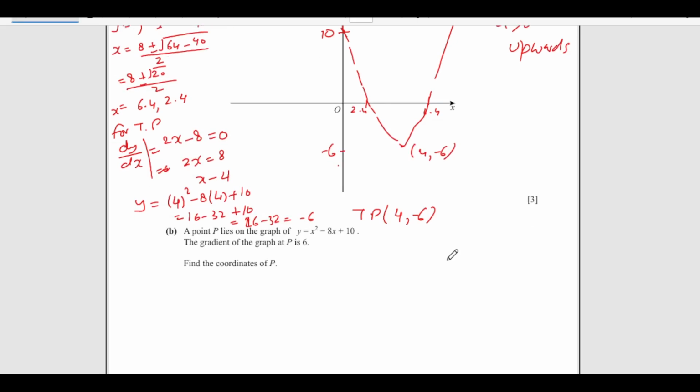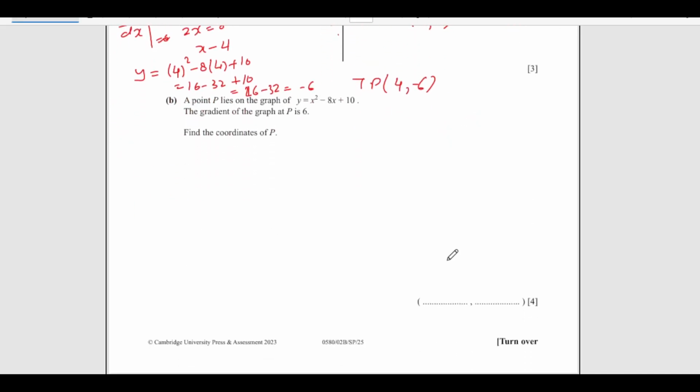Now next, a point P lies on the graph. The gradient at P is 6. Find the coordinates. So dy over dx, the gradient, will be 2x minus 8 after differentiating, and this is given to us as 6. So then 2x is equal to 6 plus 8, which is 14. So 2x will be 14 and x is going to be 7.